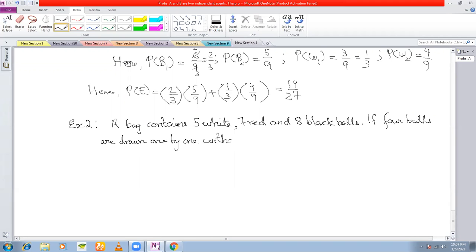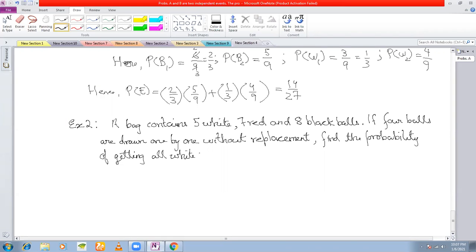And as I told you, if it is not mentioned with replacement, you will assume it to be without replacement. So here it's mentioned without replacement. Find the probability of getting all white balls.